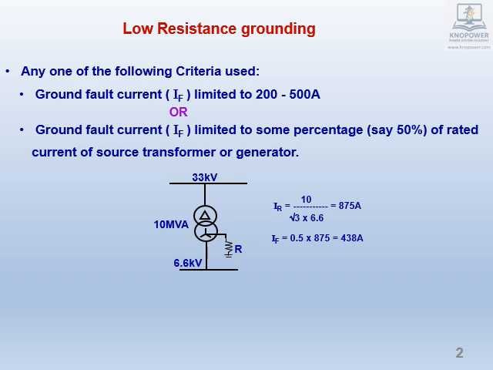Or, in some cases, the following criteria is used. Ground fault current IF is limited to some percentage, say 50%, of rated current of source transformer or generator. For example, consider 10 MVA transformer. At 6.6 kV, rated current IR is 875 amps. The resistance R in neutral is sized to limit ground fault current IF to 50% of IR, that is 0.5 into 875 equals 438 amps.